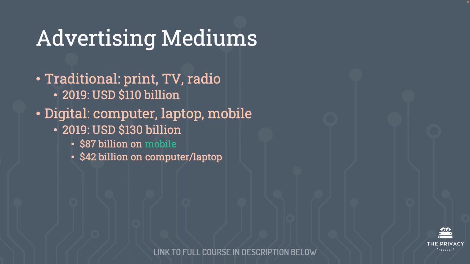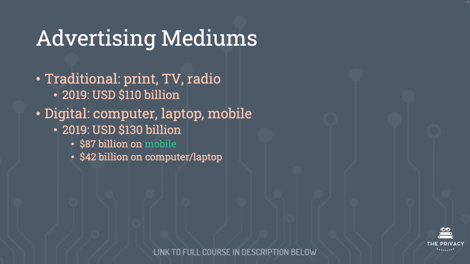There are traditionally 2 advertising mediums. There's traditional advertising, which includes print, TV, and radio, and there is now digital advertising, which includes computers, laptops, and mobile devices. The most recent and dependable statistics I was able to find on these are from 2019, and you can look at the discrepancy between these 2 numbers here.